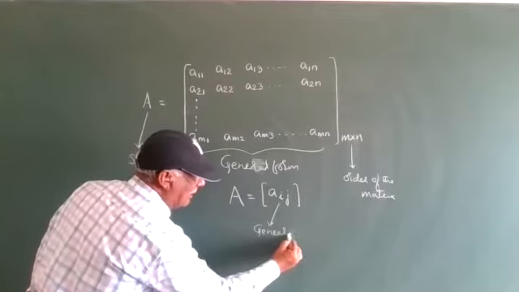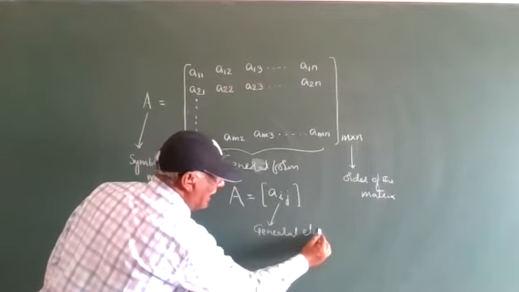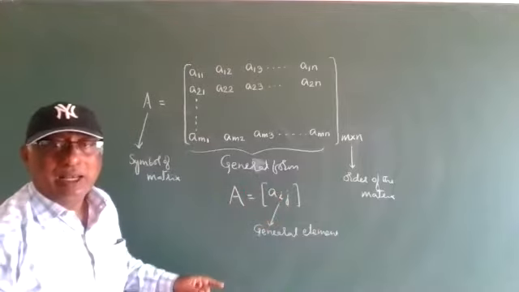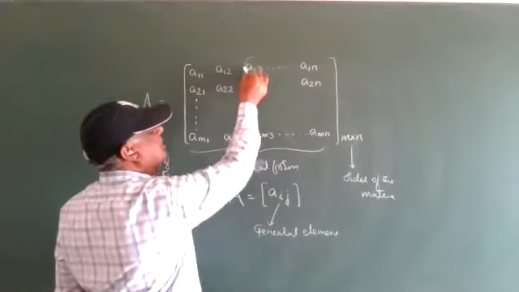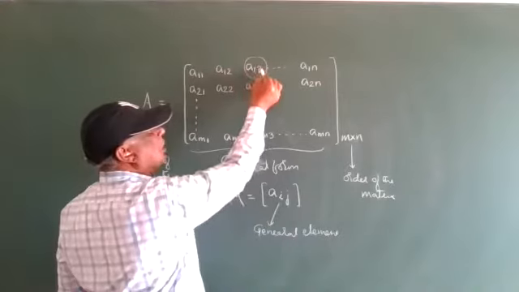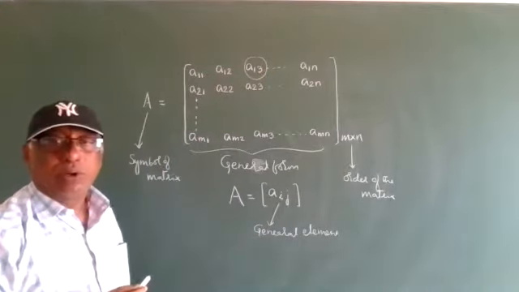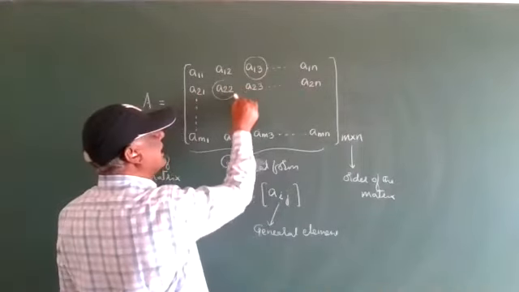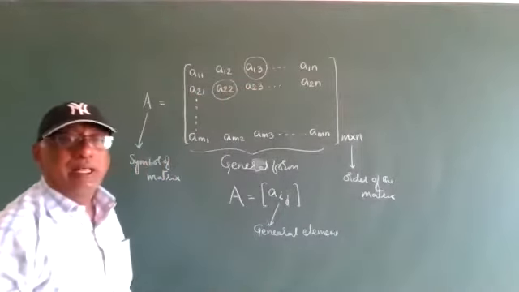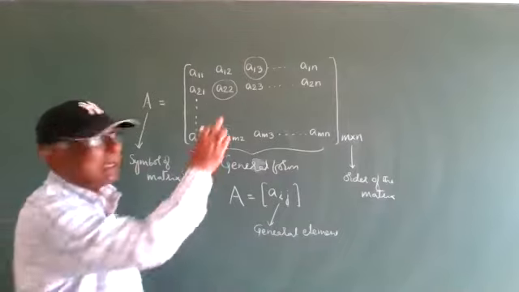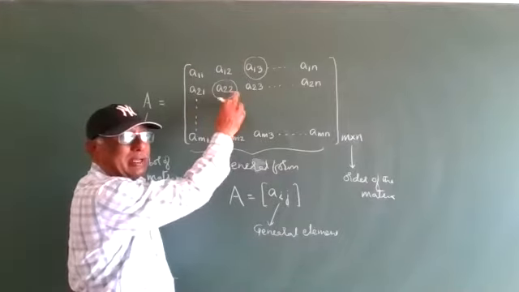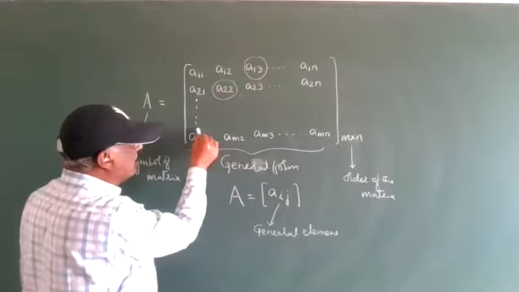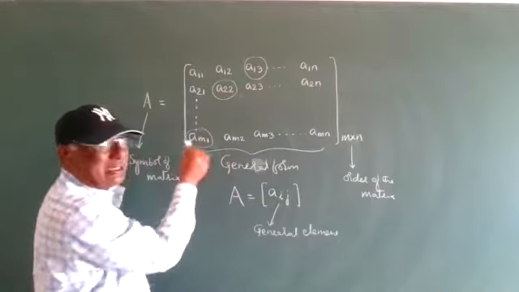This is called a general element. What is the position of this general element? First row, third element. What is the position of this element? Second row, second element. Second horizontal line, second element. What is this? Mth line, first element.